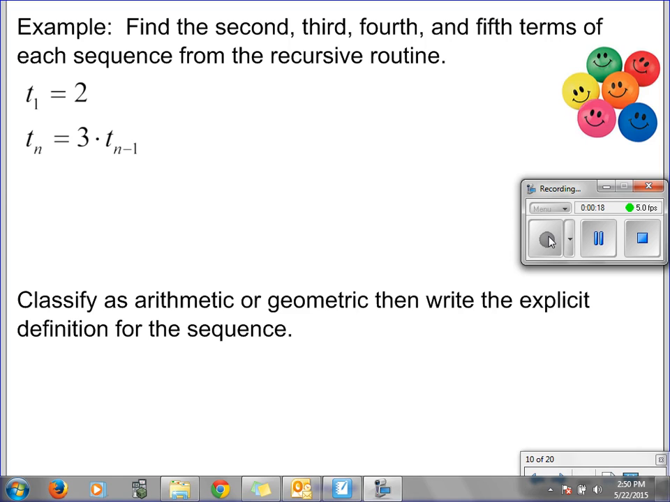So the first one here, we're looking at our recursive routine of t sub 1 equaling 2 and t sub n equaling 3 times t sub n minus 1. The goal is just to figure out what are the terms in the sequence. We know the first term in the sequence is 2. We want to find the rest.